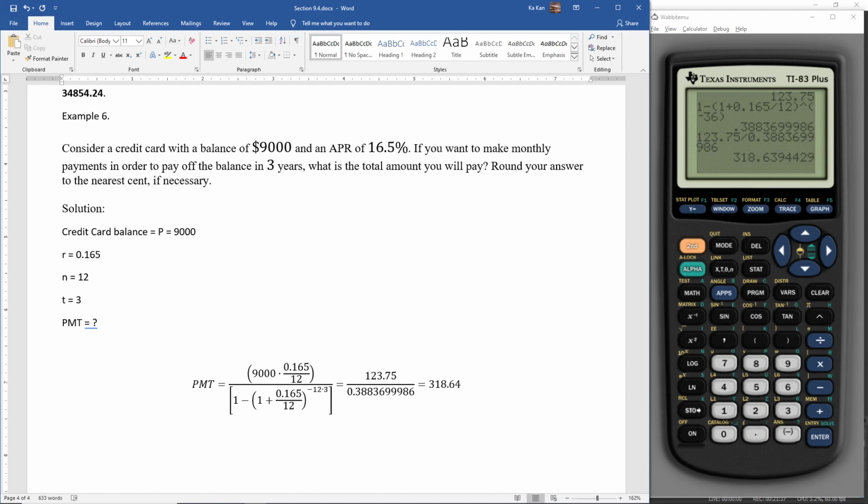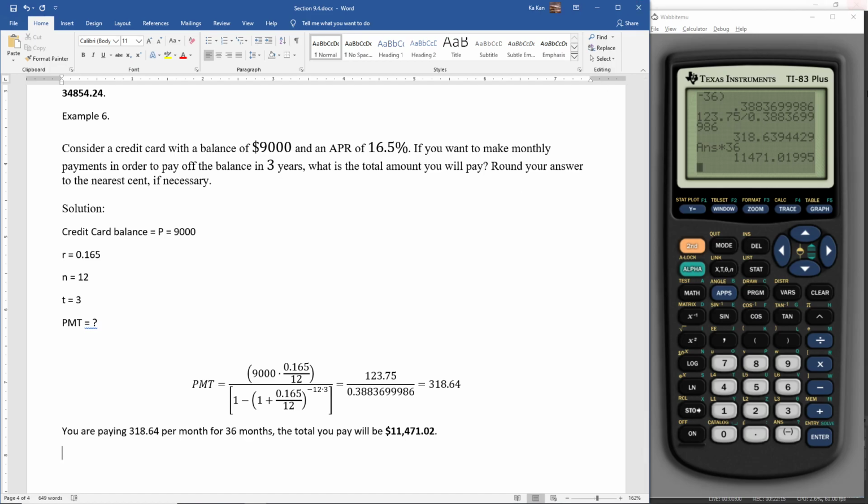So you are paying $318.64 per month for 3 years, for 36 months, basically. So the total you pay will be the multiplication of those two. If you multiply that by 36, you're going to get 11,471.02. Just like that.